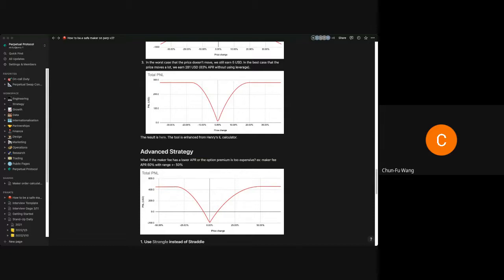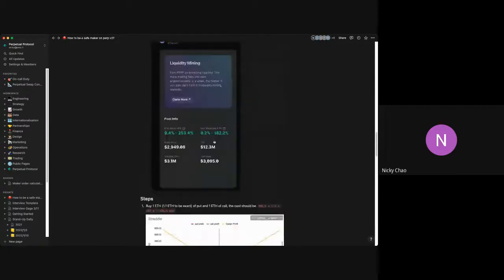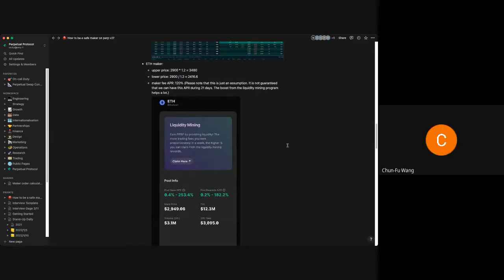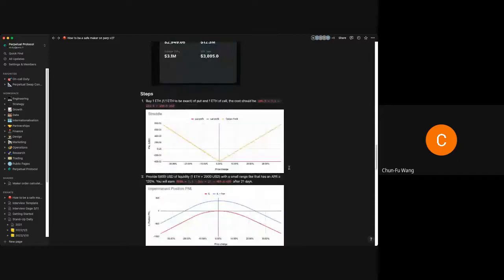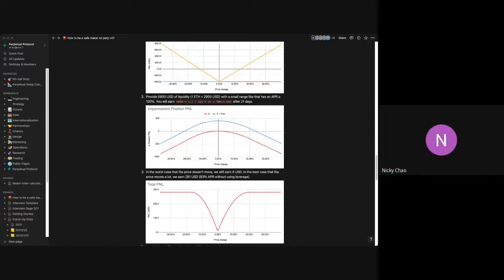What is the range you use for the maker in that simulation? In this simulation, I use a range of 20%. So its current price times 1.2. Got it. Thanks. So I have to close the position while the option is expired, right? Yeah.